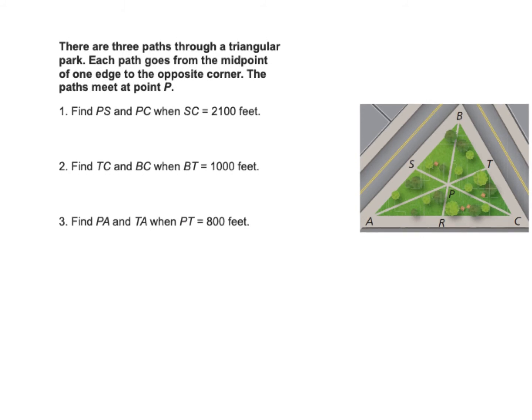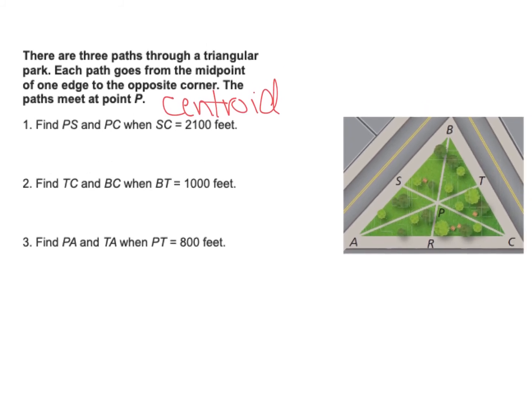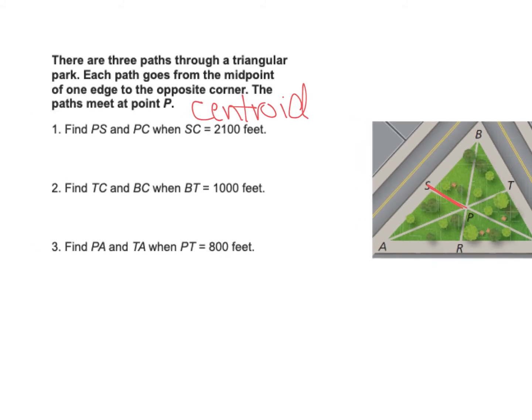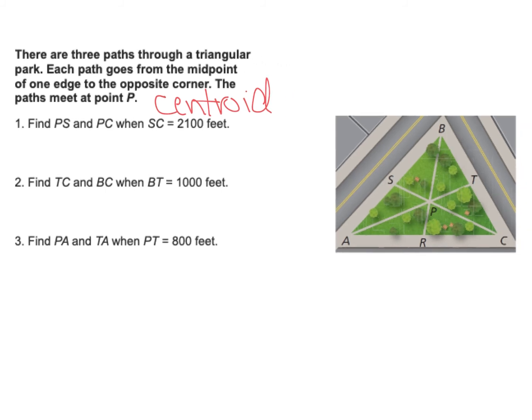Okay, so there are 3 paths through the triangular park. Each path goes through the midpoint of one edge to the opposite corner. The paths meet at point P, which means if they meet midpoint to the opposite edge, this is going to be a centroid. So we know it's going to be broken up into 2/3 and 1/3. So it says PS, that's this piece right here. Find PS. I should actually read the directions here. Find PS and PC when SC equals 2,100 feet.